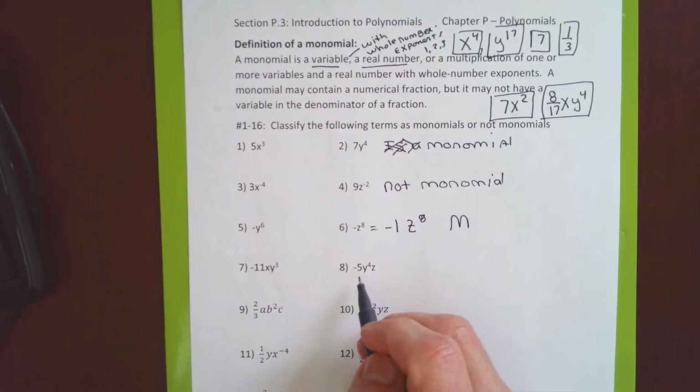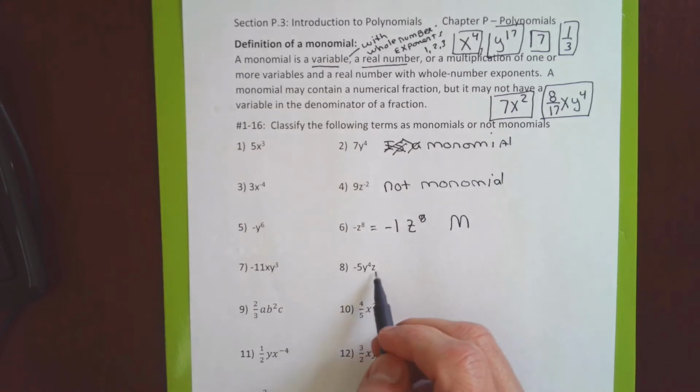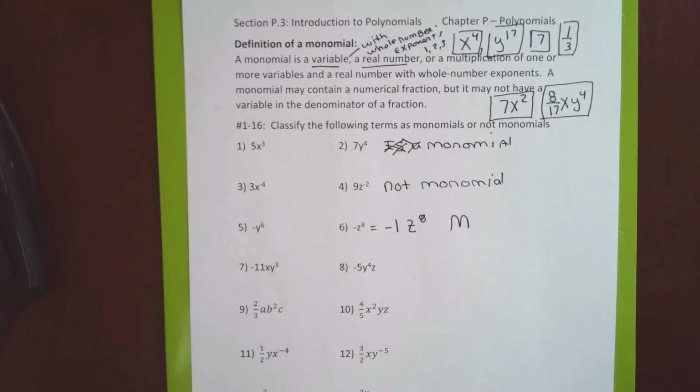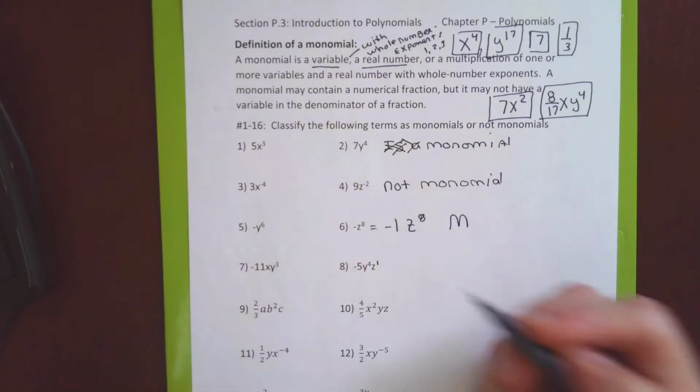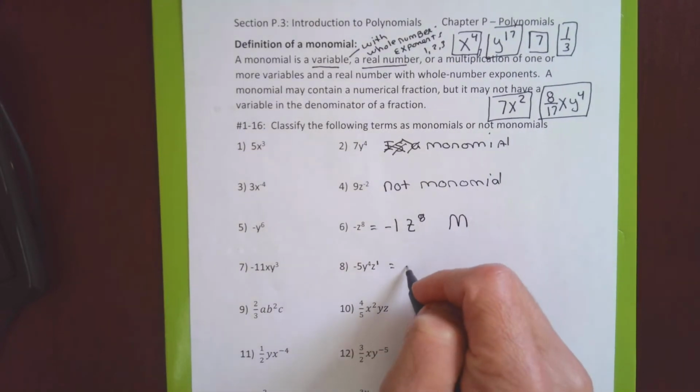Problem 8, it doesn't matter if the number is positive or negative. It could be a fraction. It could be a horrible, disgusting number like the square root of 2. But this is a number, and then it has multiple letters multiplied, but the letters aren't in the denominator, which would make it not a monomial, and the letters have nice exponents, or nice counting numbers in some sense. So this is also a monomial.